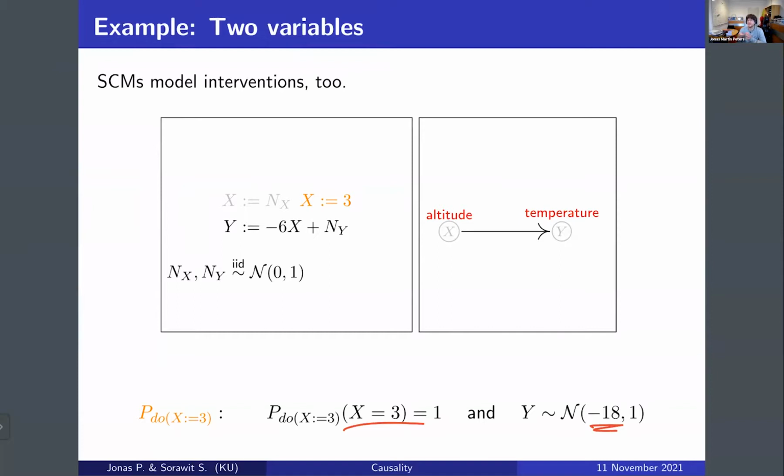And why is this? Because this is now a distribution under an intervention. And what do we call this? Well, we give this the famous do notation. So we call this the distribution under the intervention.